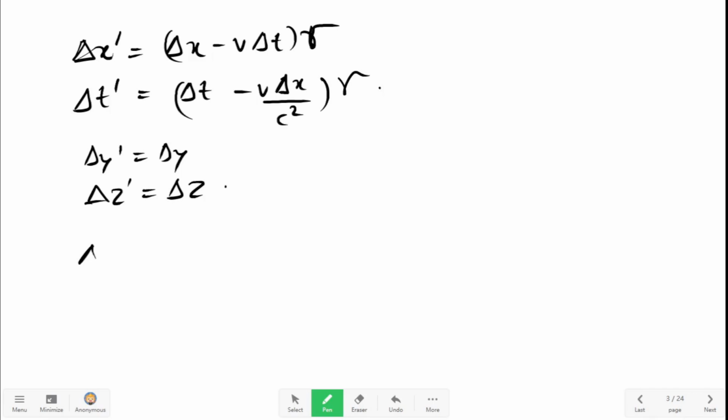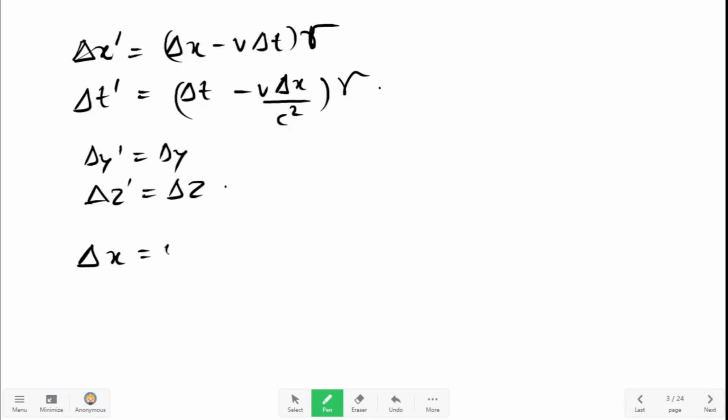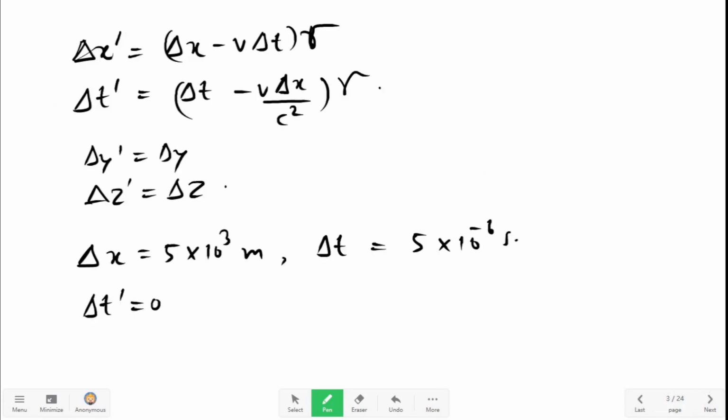In our problem, the separation of the events is 5 km apart, and the separation in time is 5 microseconds. So delta x is equal to 5 km, 5 into 10 raised to 3 meters, and delta t is equal to 5 microseconds, which is 5 into 10 raised to minus 6 seconds. Delta t prime is equal to 0 because the events are simultaneous for an observer moving at speed v. Therefore delta t prime is 0.